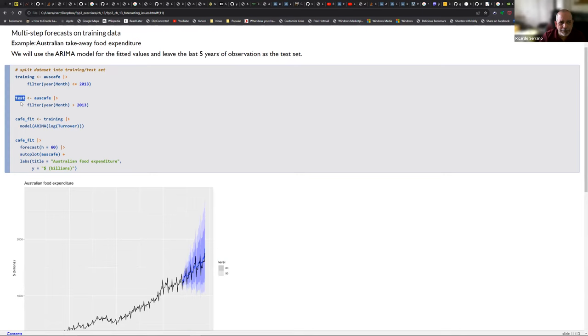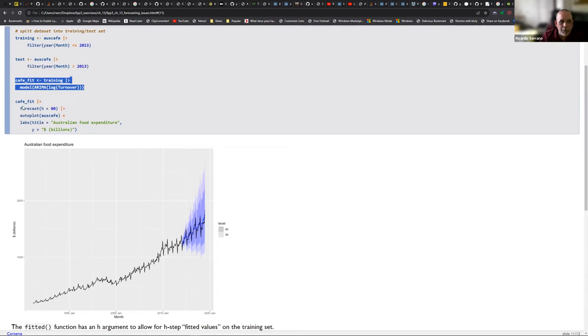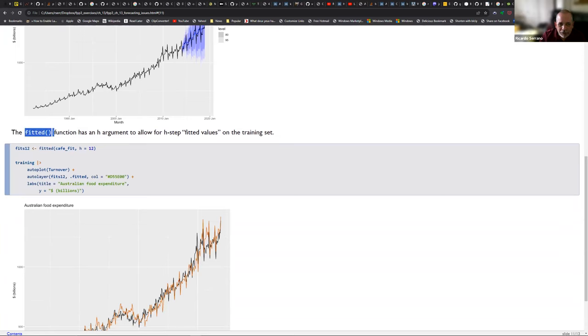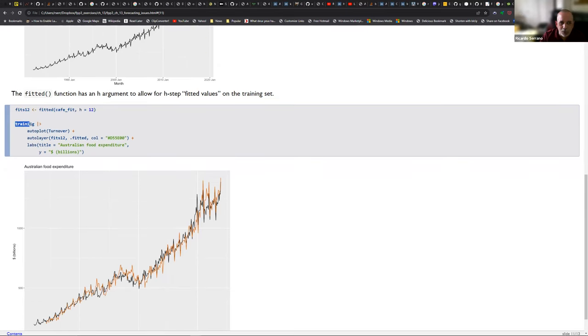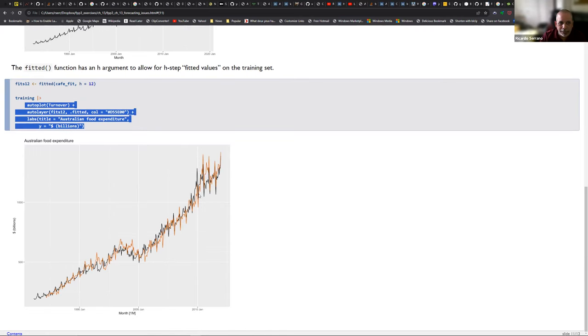So here we are. We have the training, we have the test. We fit our model using the training data. And then we forecast, okay? But when we are doing the forecast here, we're still using the training data, right? So we defined a function. Now we can incorporate some information that we get from the training data and apply it to the test data, okay? So we get that fitted function for the 12 periods that we're forecasting. And then using the training data, we're going to plot it, we're going to layer it, and then we're going to get the full expenditure forecast. So that's one way to do it, okay?